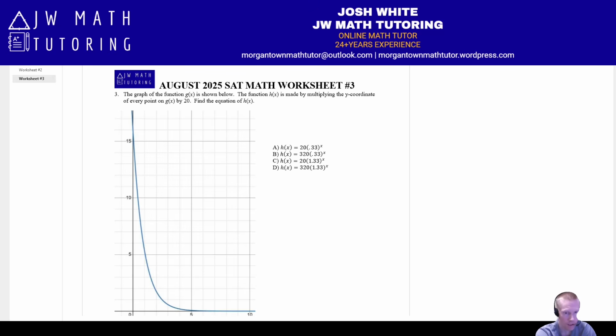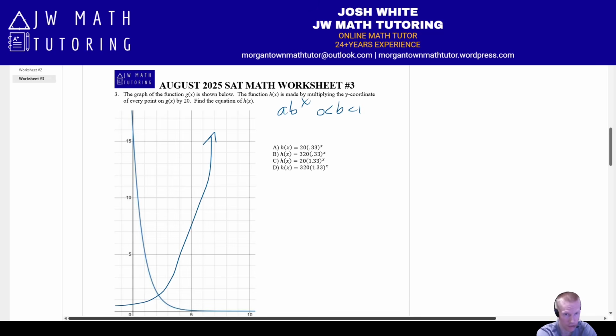All right, so in this example, first of all, this is an exponential function, and notice it's decreasing as it goes from left to right. So think about an exponential function, it's like a times b to the x. That means the b value must be between 0 and 1. If it was greater than 1, then it would be increasing as it went up to the right, basically like that. So by process of elimination, I could eliminate these two right away.